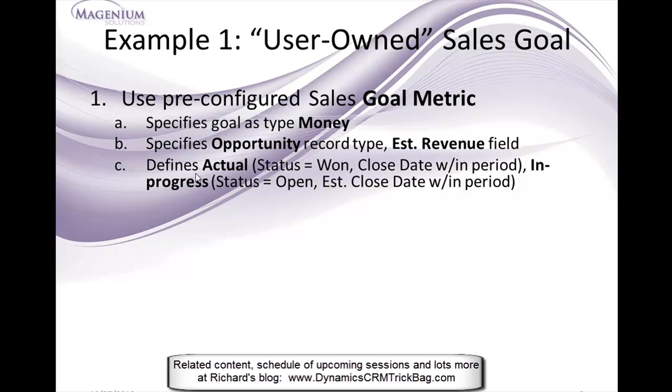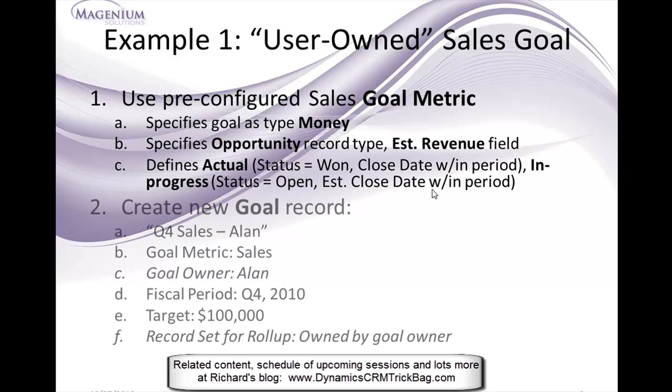And it goes a little bit further, and it defines actual and in progress values. So actual is going to be opportunities that have a status of 1 and a close date within the period the goal is defined for. And similarly for in progress, except a different status value, open opportunities, with an estimated close date within a period.